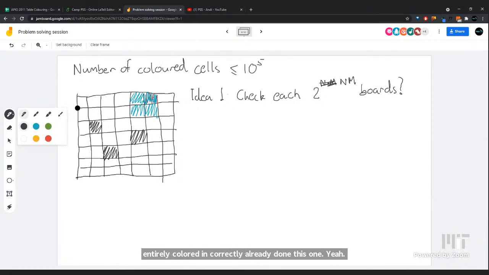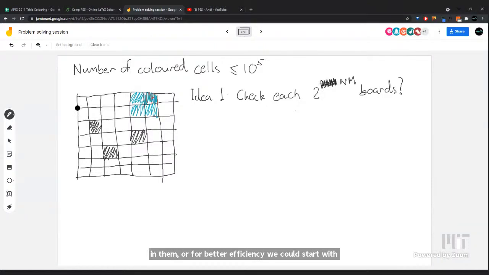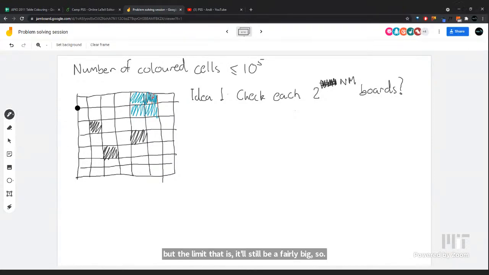Okay, so instead of 2 power nm, when we are iterating through each possibility, cell 1, cell 2, cell 3, and so on, if we find something is impossible, we just leave that way. So I think it'll be less than 2 power nm, or for better efficiency, we could start with wherever the density of already given cells is more. But the problem with that is it'll still be really big, so we need a more efficient way.